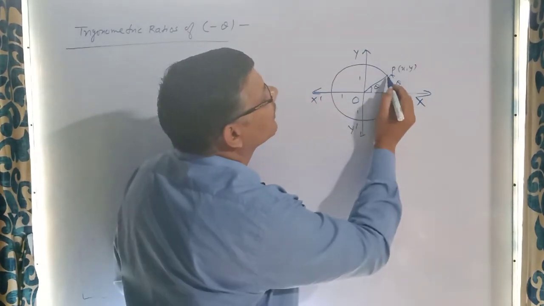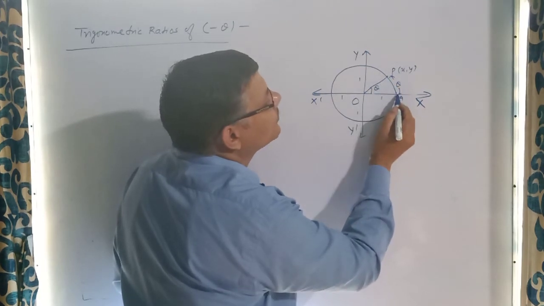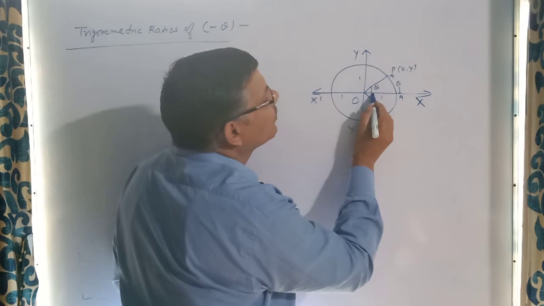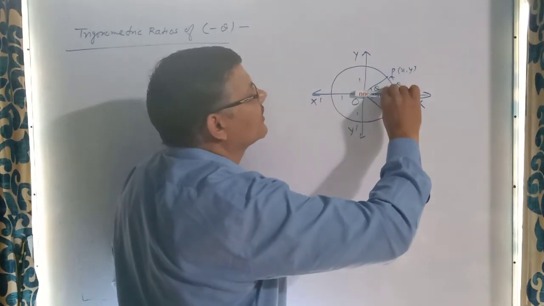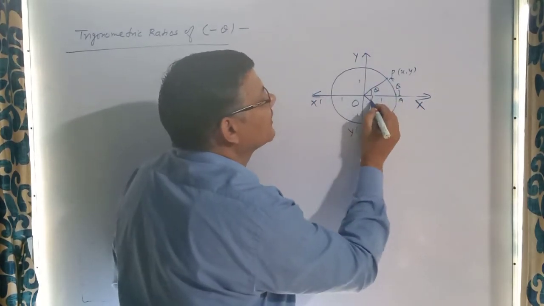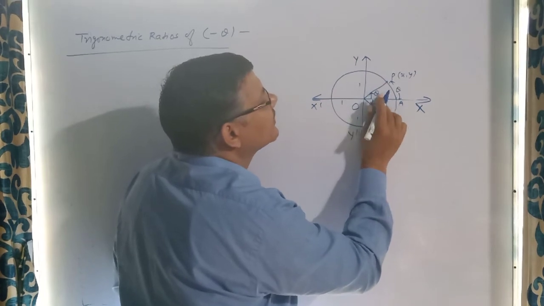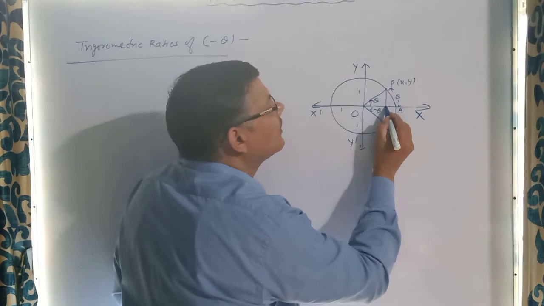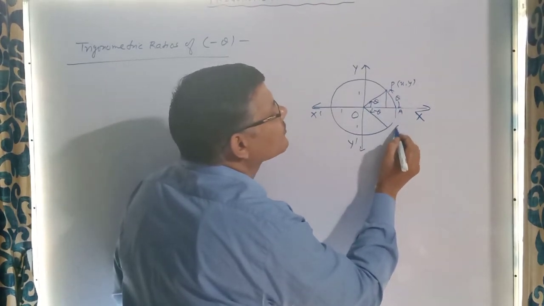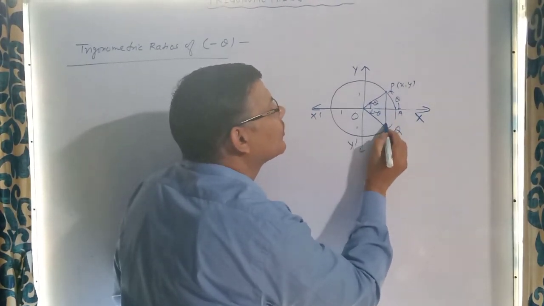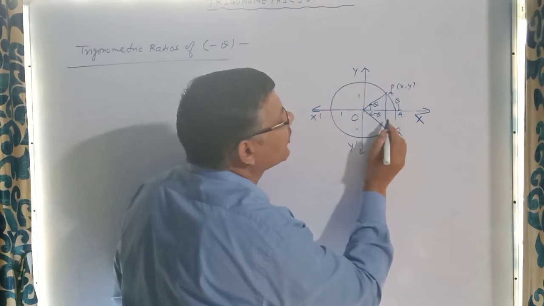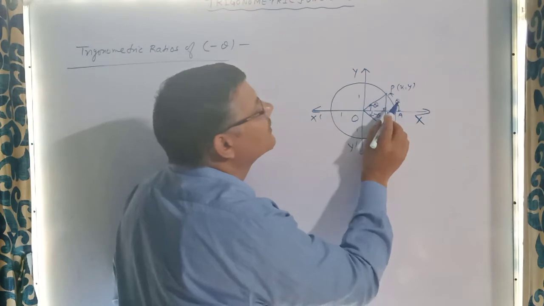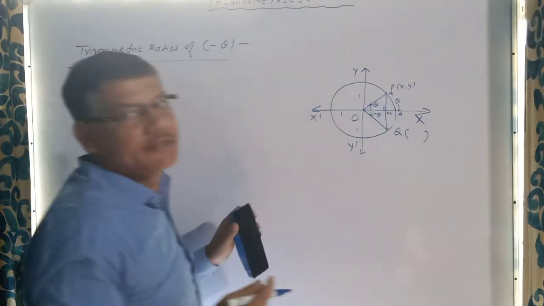Now when we take the other point, when we move angle AOQ in which direction? In this direction. So this angle in this direction comes as minus theta. Draw perpendiculars from P and also from Q. Let them intersect at point M. These are the perpendiculars.